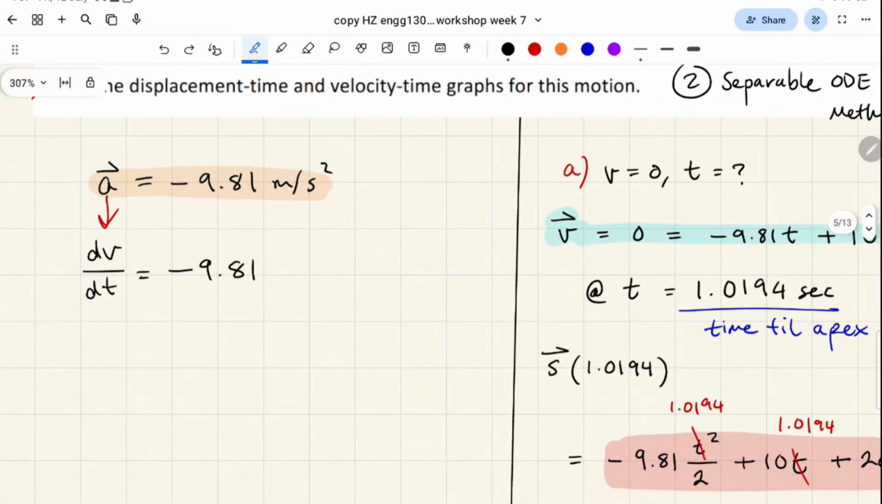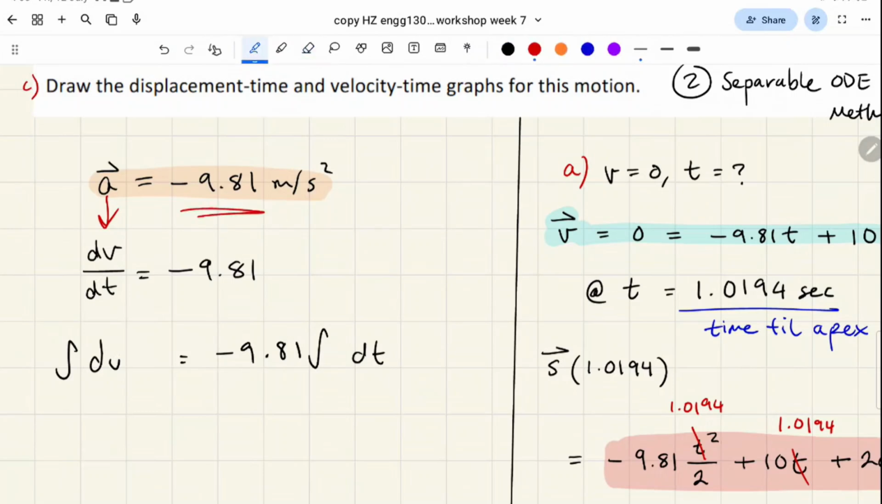So basically that looks like this. I've literally just multiplied dt onto the other side, right? So we're treating this as if it's a fraction, right? Then we slap an integration symbol onto both sides, right? Remembering that this is just a constant, right? Negative 9.81 is just a constant.